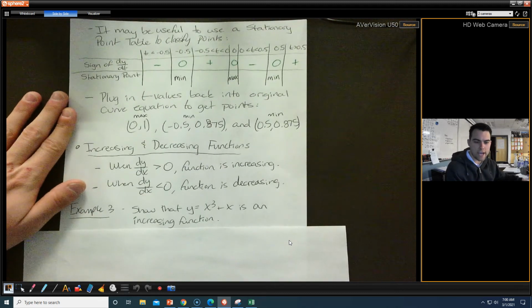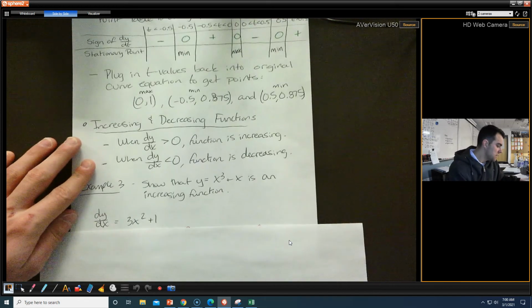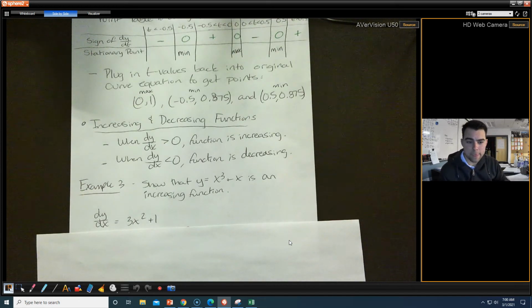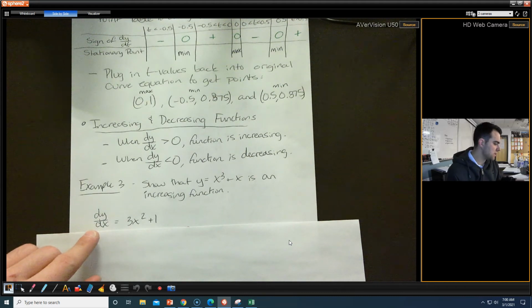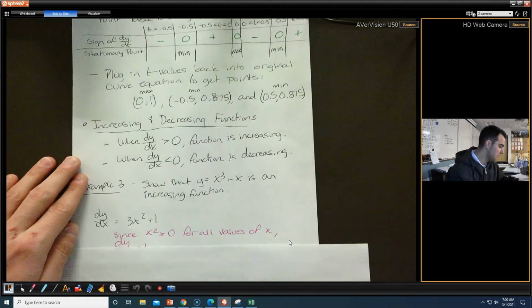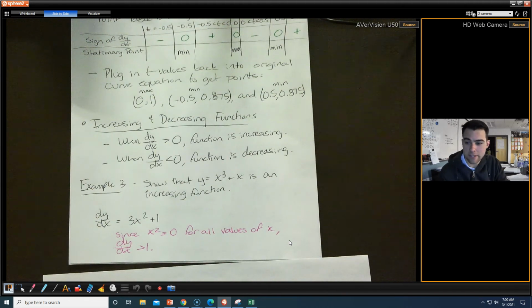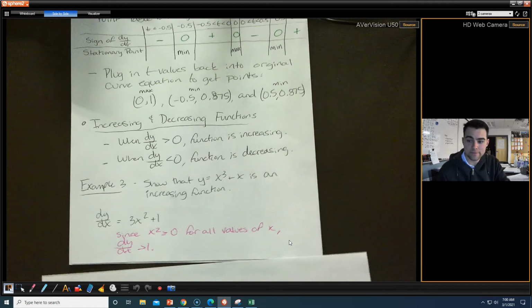It says, show that y equals x cubed plus x is an increasing function. Let's take the derivative of that guy. We get 3x squared plus 1. We have to find when dy dx is positive, when it's greater than 0. This is pretty much the answer. Since x squared is greater than or equal to 0 for all values of x, dy dx is greater than 1. That guy's done.